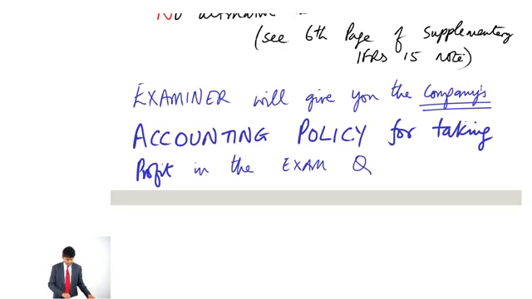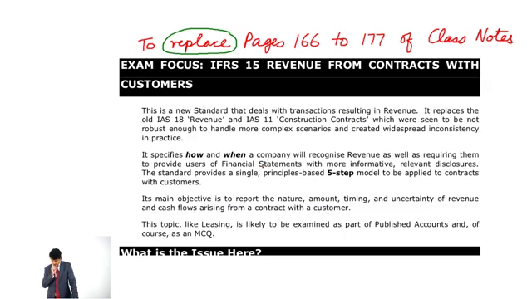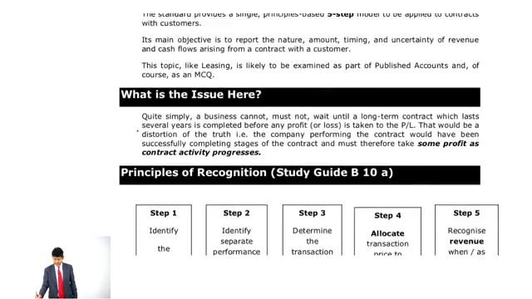So at this stage, what I'm going to do is take you into the question. So if I show you the new, to replace pages 166 to 177 of the class notes, and this is a new standard that deals with transactions resulting in revenue. It replaces the old IAS 18 and IAS 11 construction contract, the kind of thing that you just wrote down. So I show you what else we have here.